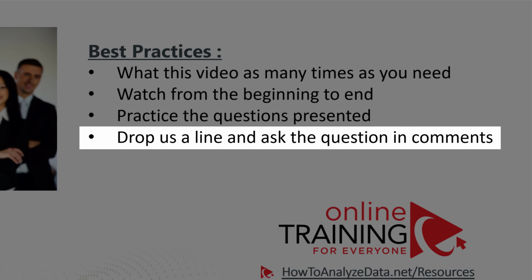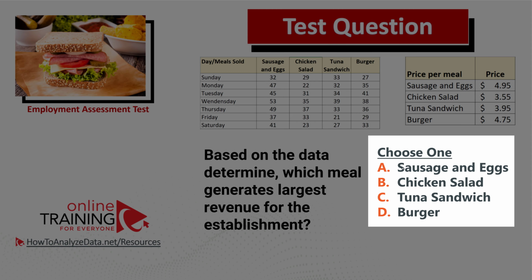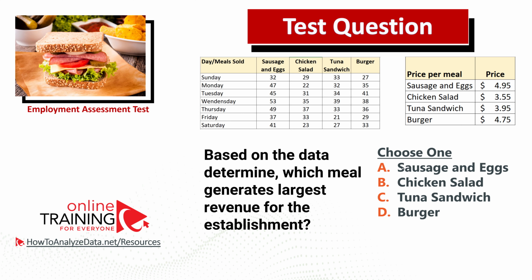Here's a sample question you might see on the test. Based on the data, determine which meal generates the largest revenue for the establishment. And you have two data tables. You have day and meals sold, represented in the first table, and you have days Sunday through Saturday. You have 4 different meals: sausage and eggs, chicken salad, tuna sandwich, and burger. And you have daily sales for each one of these meals. You also have the price per meal charged, and you have prices per meal for all the different products. There are 4 choices. Each choice matches a meal. Do you think you know the answer?